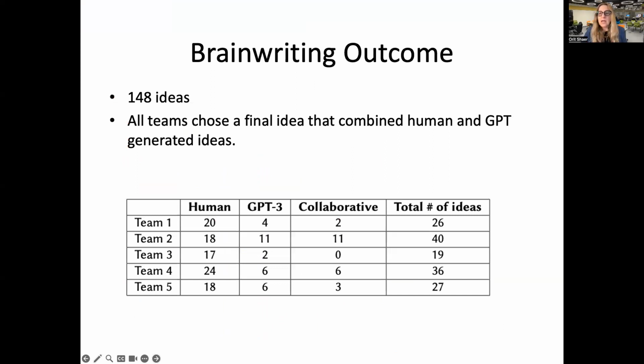The brainwriting process outcome was a set of 148 ideas generated by humans, by GPT-3, or through collaboration. Each team selected a final idea to develop into a project proposal. All teams ended up choosing an idea that combined human and GPT-generated ideas.